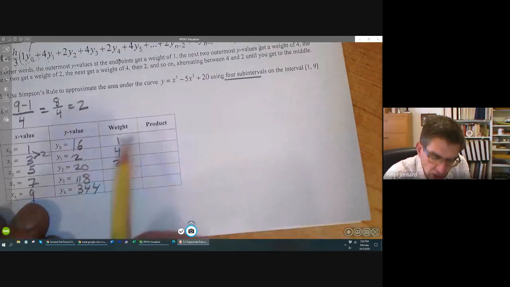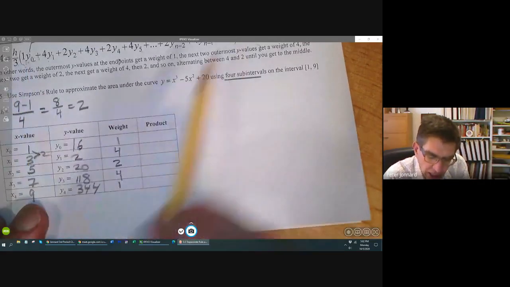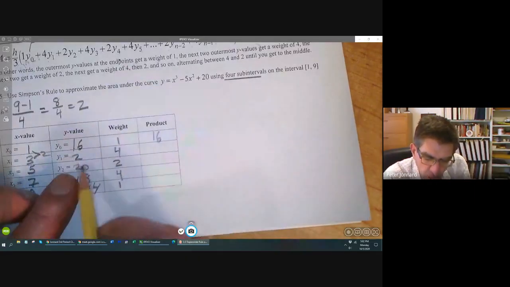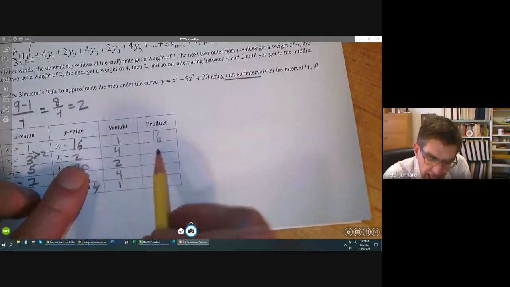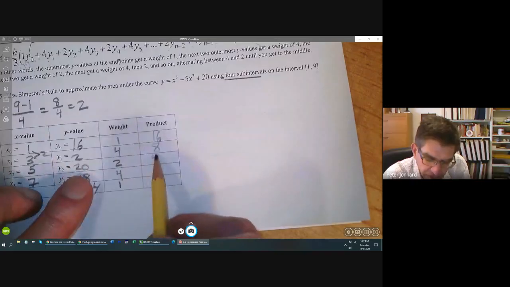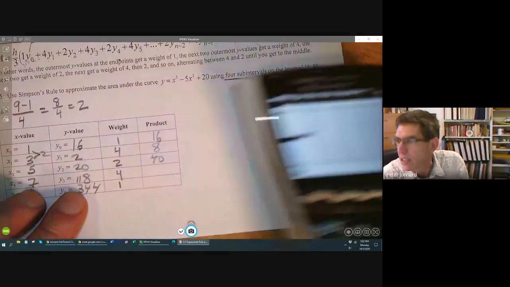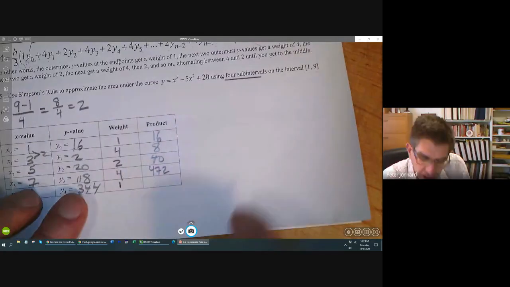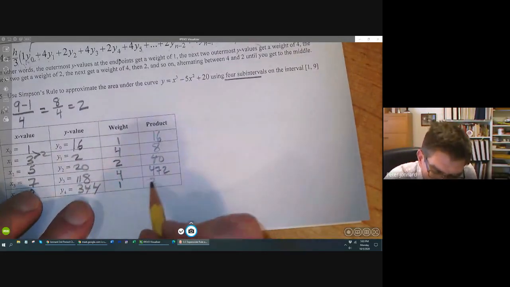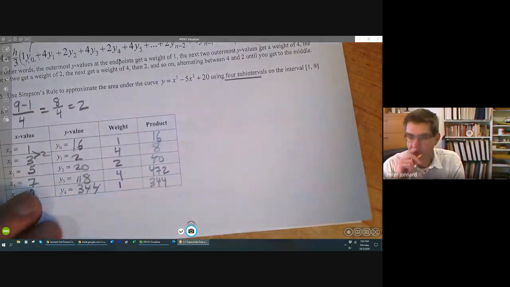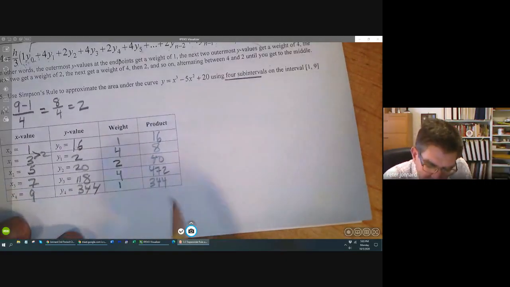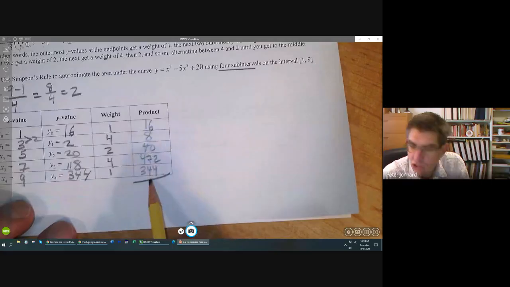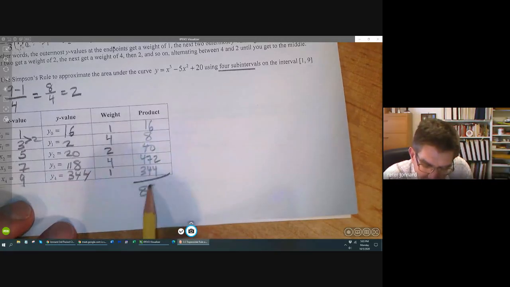And then what it says to do is basically just multiply everything by its weight. So 1 times y sub naught would be 16. 4 times y sub 1 would be 8. 2 times 20 is 40. 4 times 118, let's see, that's 472. I'm just copying off my work last year. And 1 times 344 is 344, like so. Okay. So then what I do is I add those all together. 16 plus 8 plus 40 plus 472 plus 344, and that works out to 880.